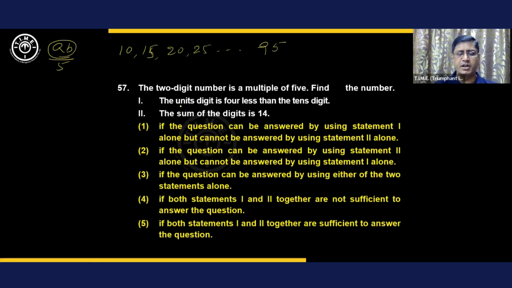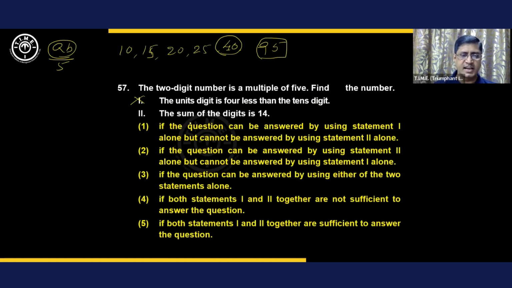Now look at the first statement. The unit digit is 4 less than the 10th digit. Unit digit is 4 less than the 10th digit means this is one possibility. The other one is 40. It is also another possibility. The unit digit is how much less? 4 less than the 10th digit. So the first statement is providing more than one number, hence it is insufficient to answer.